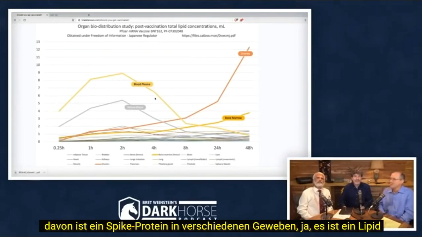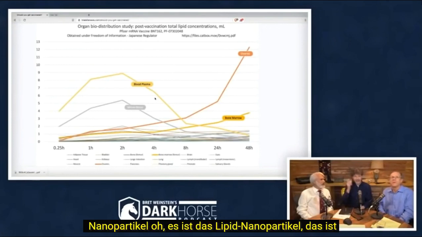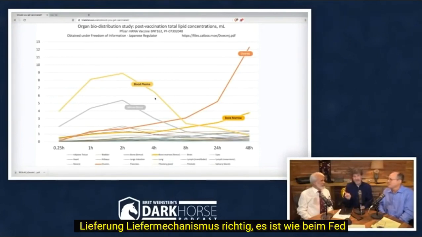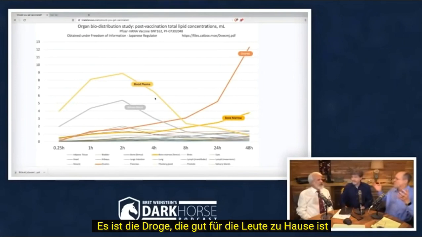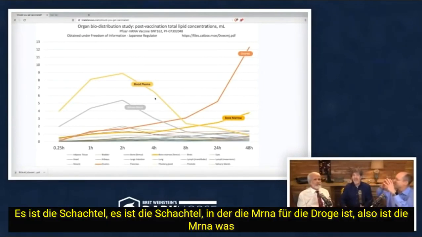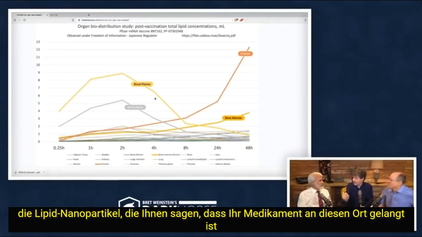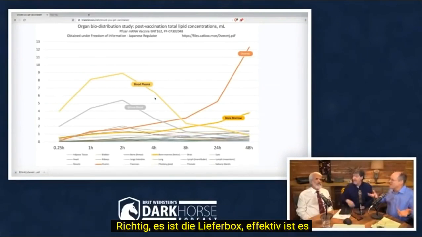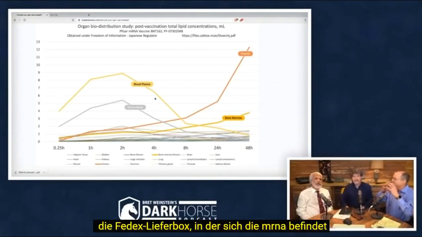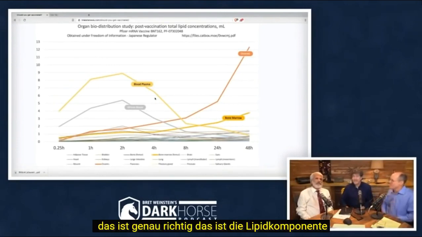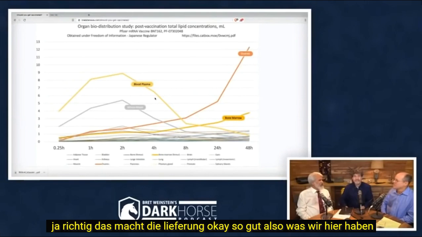It's the lipid nanoparticle, which is the delivery mechanism. It's a proxy for the drug. The mRNA is what causes the manufacture of the spike protein. But if you find the lipid nanoparticles, that tells you that your drug got to this location. It's the delivery box, effectively. It's the FedEx delivery box that has the mRNA inside. You're exactly right. This is the lipid component that does the delivery.